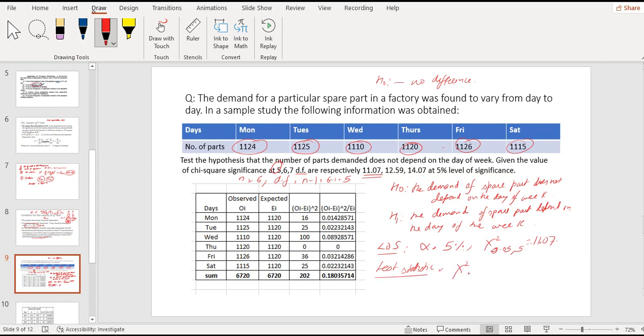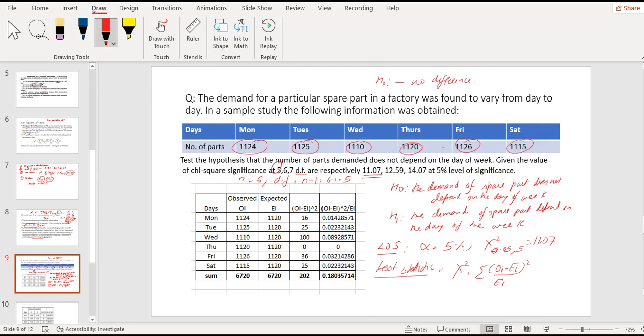Chi-square is equal to the summation of observed frequency minus expected frequency, squared, divided by the expected frequency. This is the formula. So what is our assumption in this case? Our assumption is that the demand of the spare part does not depend on the day of the week. It means that I am assuming that the demand of the spare part will remain constant throughout the week.